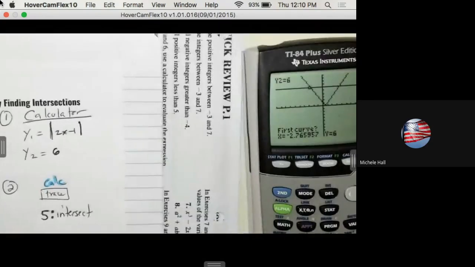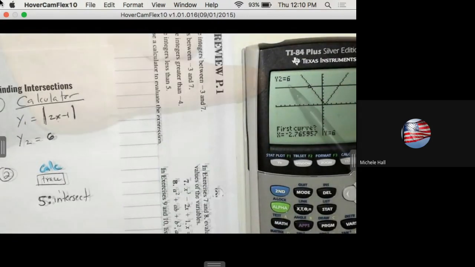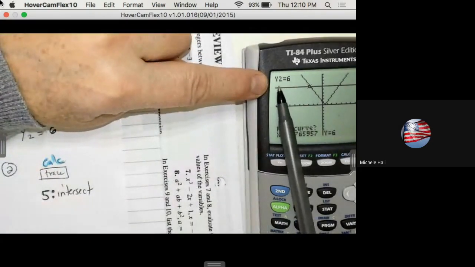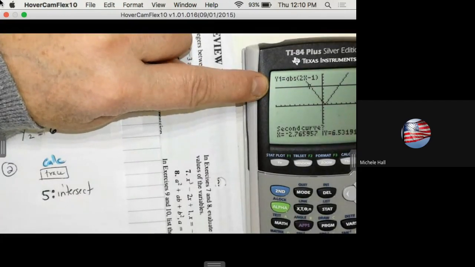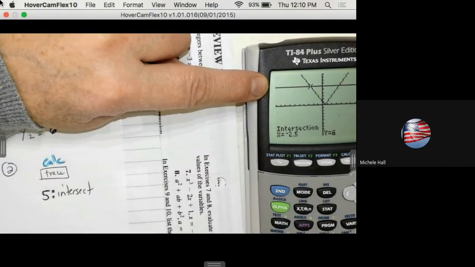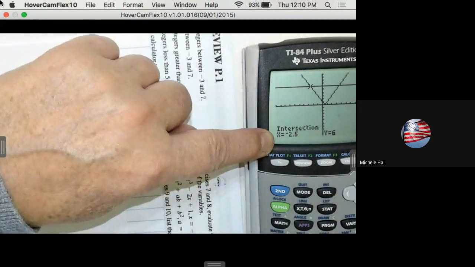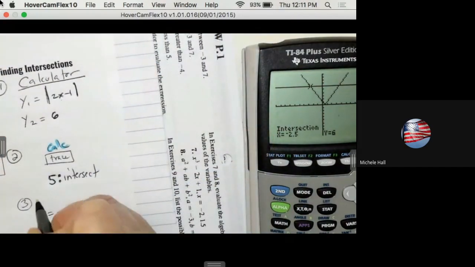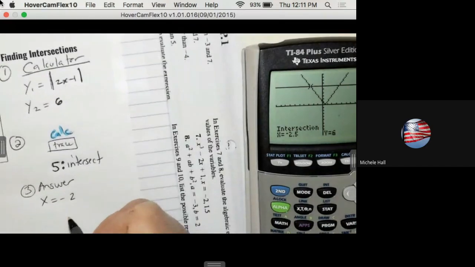So I'm just making sure that my cursor is on the place where the intersect is. You can always tell which function you're on by looking at the top. Now it's on the y equals 6. I'm going to hit enter. And it's like, okay, is your second curve the absolute value? And it is. The second curve is the absolute value. Hit enter again. Is that your guess? Yes. And then it tells you exactly what that intersection is. Negative 2.5. X is negative 2.5. This is the answer. So x equals negative 2.5.